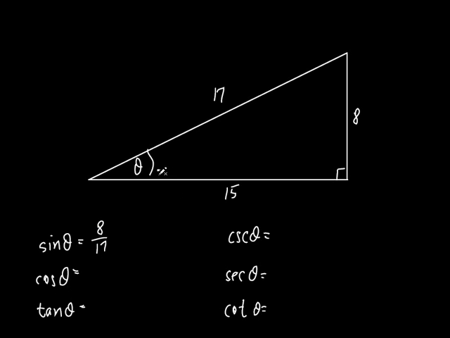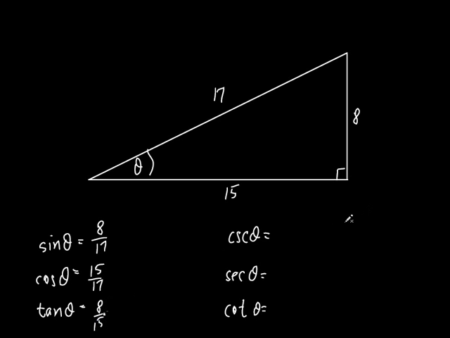What's the cosine of the angle? It's adjacent over hypotenuse. So what's the adjacent? 15 over 17. Good. What's the tangent? Well, they don't reduce. You should if they can, but these don't. What about the tangent of the angle? It's opposite over adjacent. So it's 8 over 15.